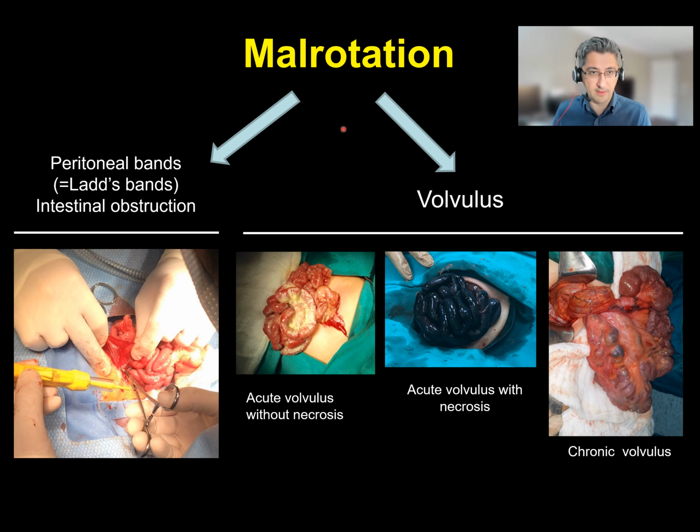So, malrotation and midgut volvulus are different entities. There are complications of malrotation. These complications can be peritoneal bands, also called Ladd's bands, and they may cause intestinal obstruction because the bowel twists around these bands. Another complication is volvulus. Volvulus can be acute volvulus without necrosis, acute volvulus with necrosis, and chronic volvulus. This is rare.